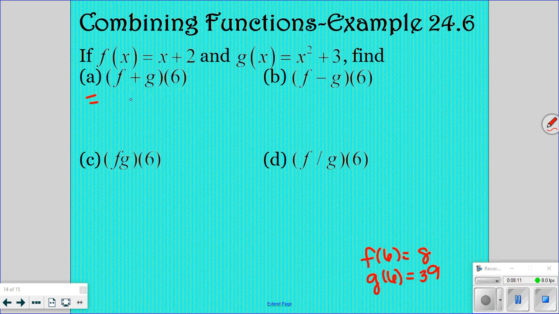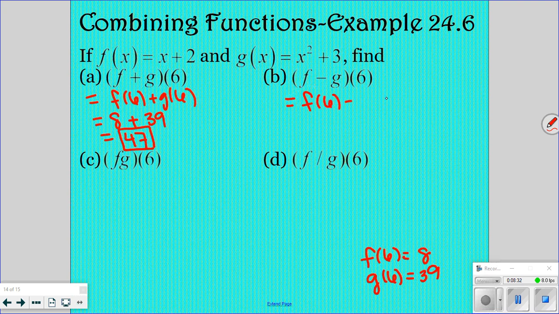f plus g of 6 is the same thing as f of 6 plus g of 6. And we found f of 6 to be 8, and we found g of 6 to be 39. So 8 plus 39 is 47. So that's how you do that. For this one, f minus g of 6 is the same thing as f of 6 minus g of 6. f of 6 we found was 8, and then g of 6 we found was 39. So 8 minus 39 is negative 31. Okay?